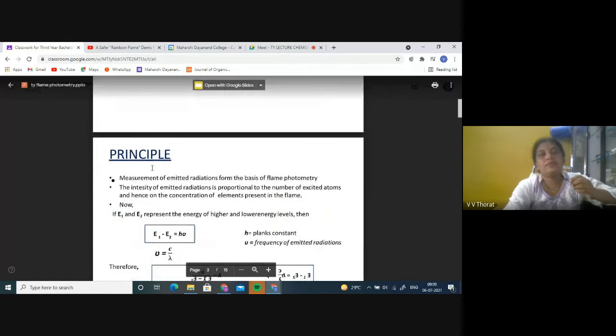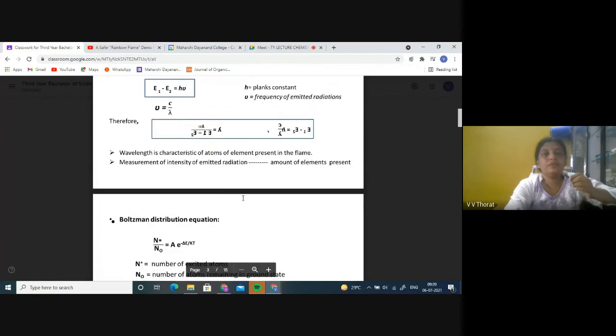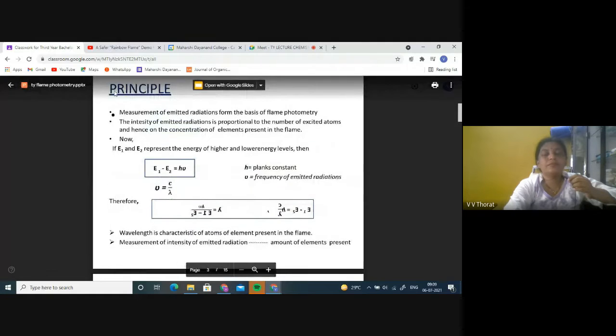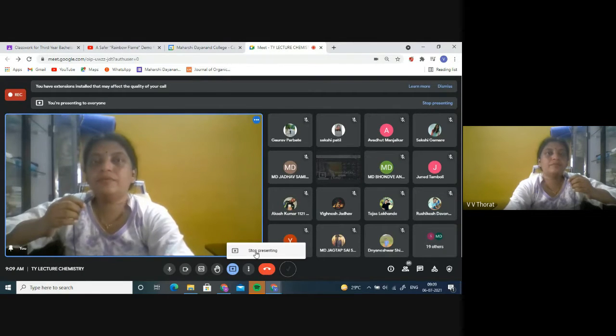So now let's see what is the principle of the flame photometer method. This is always asked for 5 marks. Mostly it is asked: discuss the principle of flame photometer. So let's see what is the principle of flame photometer.